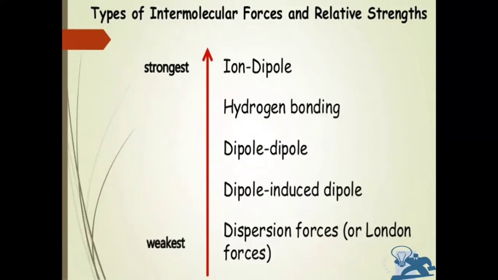Take a look at this. The different types of intermolecular forces and relative strength. Here is the weakest. Dispersion forces or London forces is the weakest of the intermolecular forces, followed by the dipole-induced dipole, dipole-dipole, hydrogen bonding, and the strongest is ion-dipole forces. Just to illustrate this.